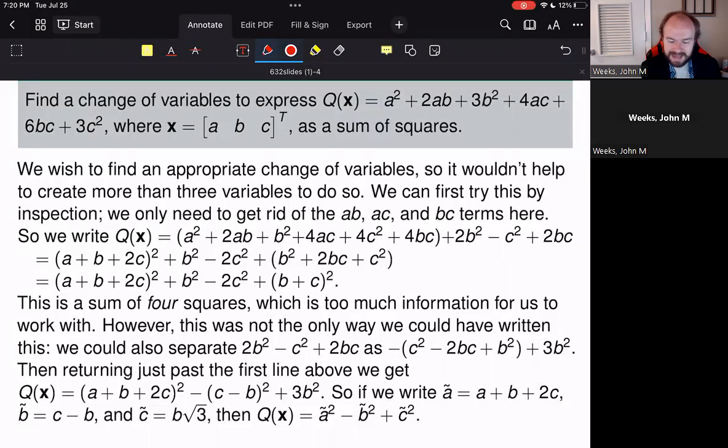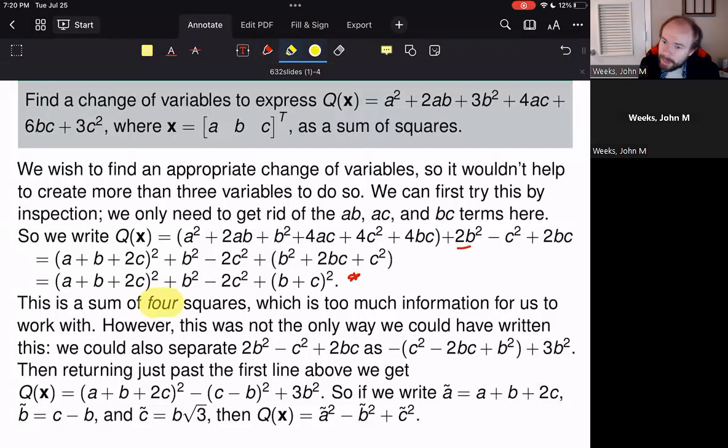And if I do that, then I can take apart one of these b squareds, add a c squared here to get that this is b plus c quantity squared. Now, at this point, I have written q of x in terms of a sum of squares. However, it is a sum of 4 squares, which is just too much information to work with. I don't want to work with 4 variables when I could be working with 3.